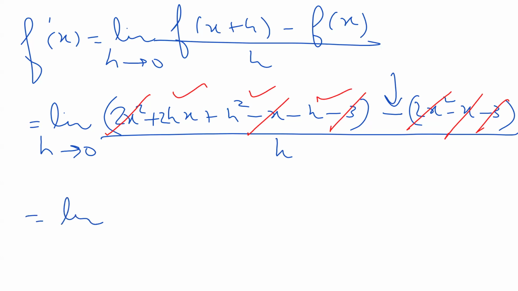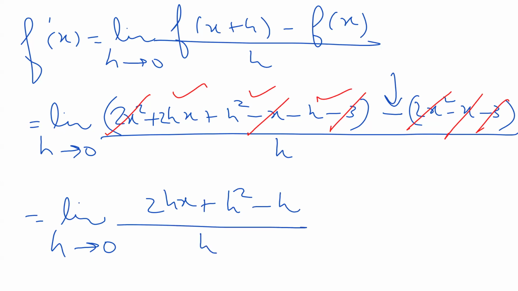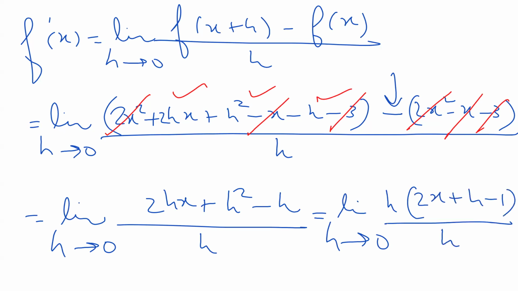So this can be written as limit h approaching 0, 2hx plus h square minus h upon h. So take h common, 2x plus h minus 1 upon h. Now put the value of h as 0. So the final answer that you will get is 2x minus 1.